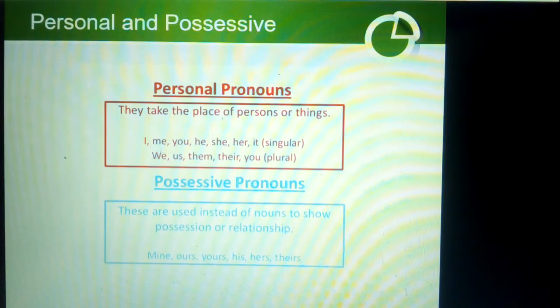Now the personal pronouns which are plural. These are we, us, them, their, your. These are the plural personal pronouns. Now the possessive pronouns. These are used instead of nouns to show possession or relationship. For example, mine, ours, yours, his, hers, and theirs.